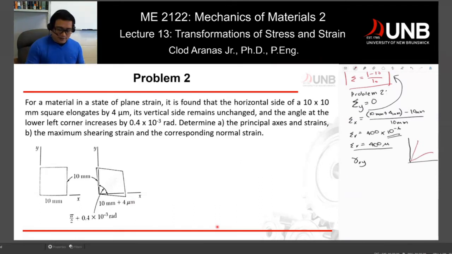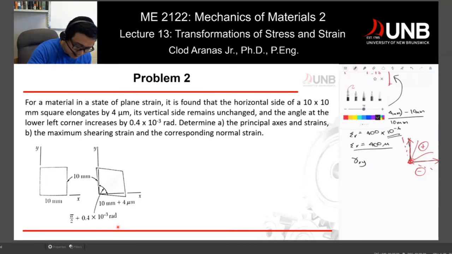If your positive edges are these, and the angle there from 90 degrees becomes smaller, that's positive shear. Your negative shear is this one, because the angle in the positive faces of x and y increases from 90 degrees to 90 degrees plus this 0.4 times 10 raised to negative 3 radians. So this is a negative shear strain.